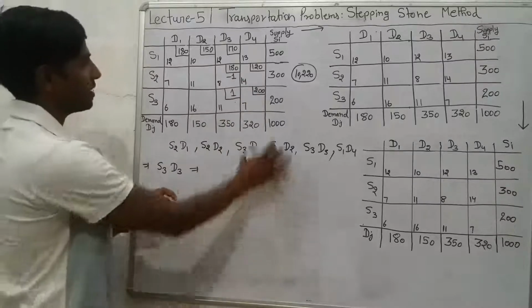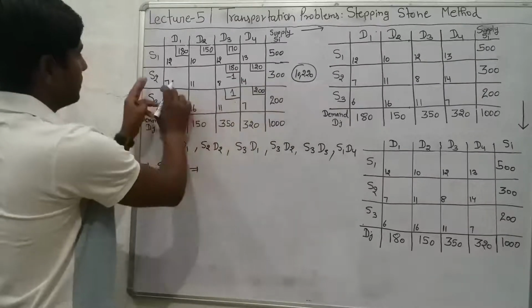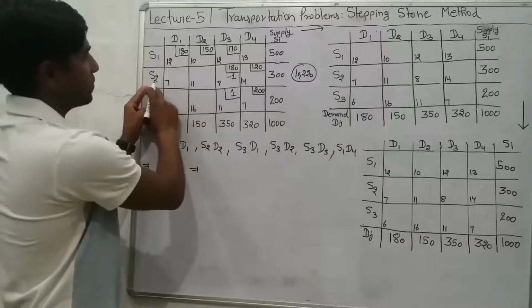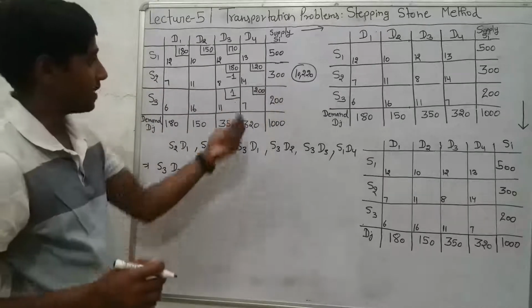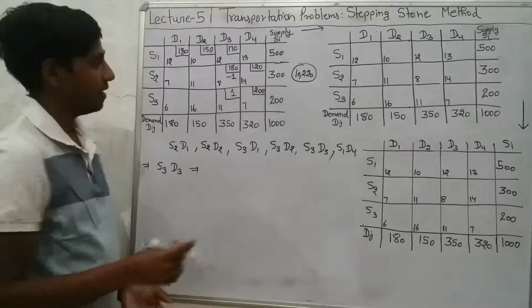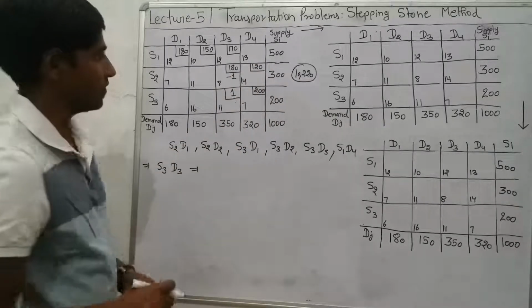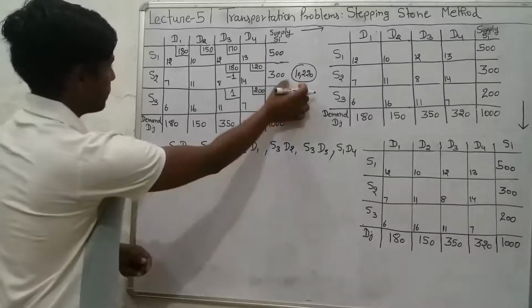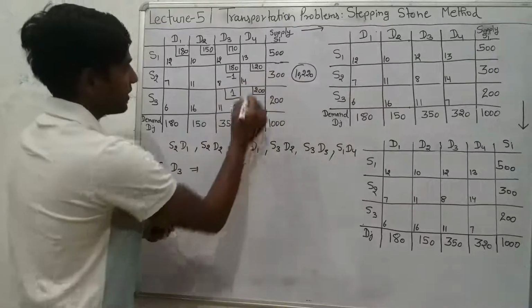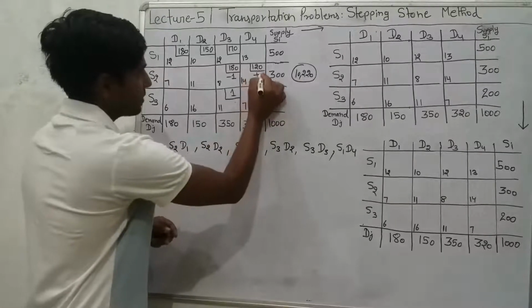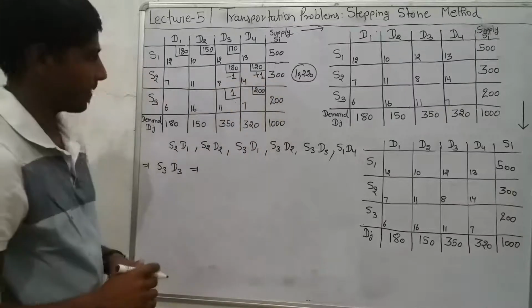But now look at the row requirement. The supply of source 2 was 300 units, but after taking away one unit from this cell, it remained only 299 units. So to balance the requirement of source 2, we must add one unit to this cell.